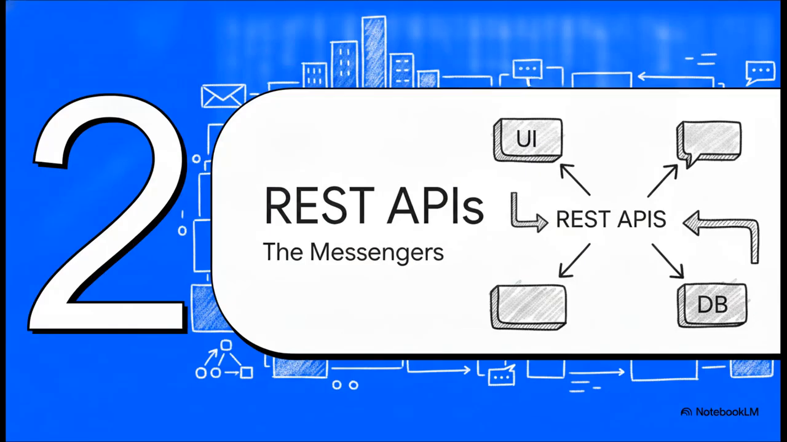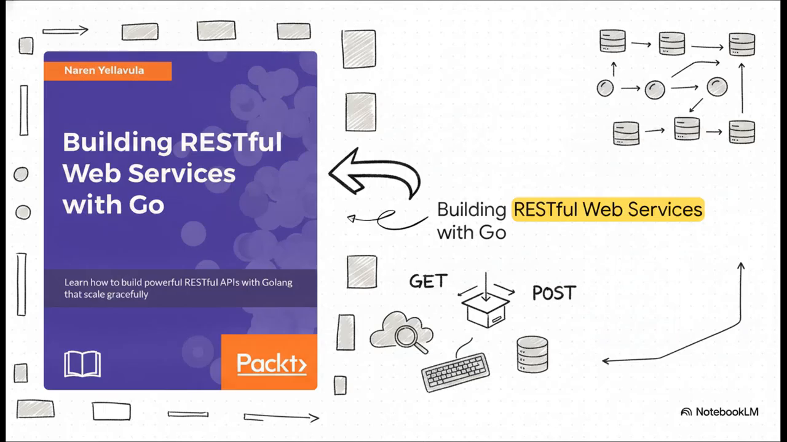Moving right along to part 2, REST APIs, the messengers connecting the web. Let's talk about the architectural layer and how the front end actually talks to the database. As detailed in the textbook Building RESTful Web Services with Go, REST APIs are essentially the universal messengers of the internet. They rely on standard HTTP verbs, things like GET to retrieve data and POST to send new data.